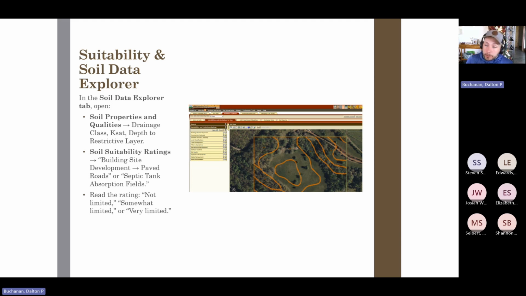If you look at septic tank absorption fields, you can use that to figure out some of your infiltration rates. Is this going to have good infiltration or bad infiltration? Each of those is read off as a rating of not limited, somewhat limited, or very limited, and that's color coded as green, yellow, and red.